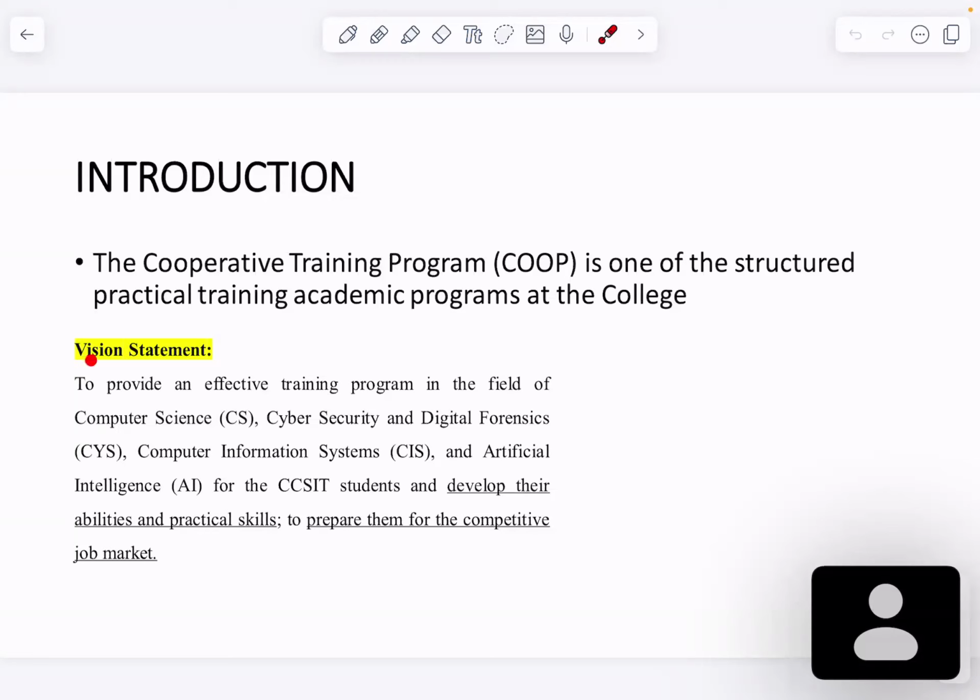This is why you see the vision statement for all the departments. One of the main things that should happen is to provide you with an effective training program. And the objective is to prepare you for the competitive job market. That's the vision statement.